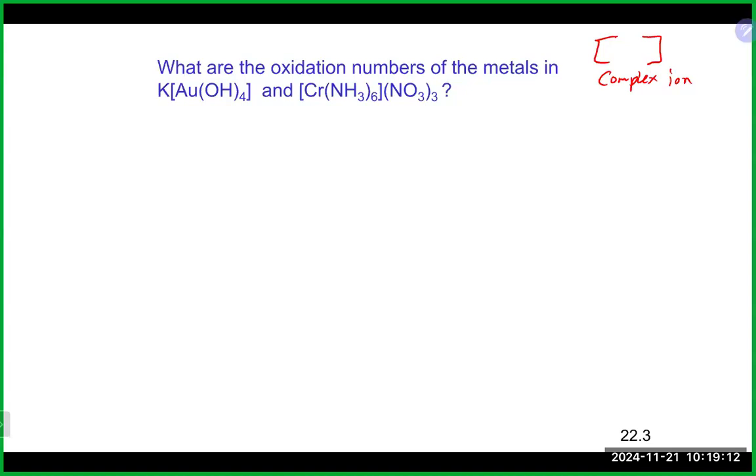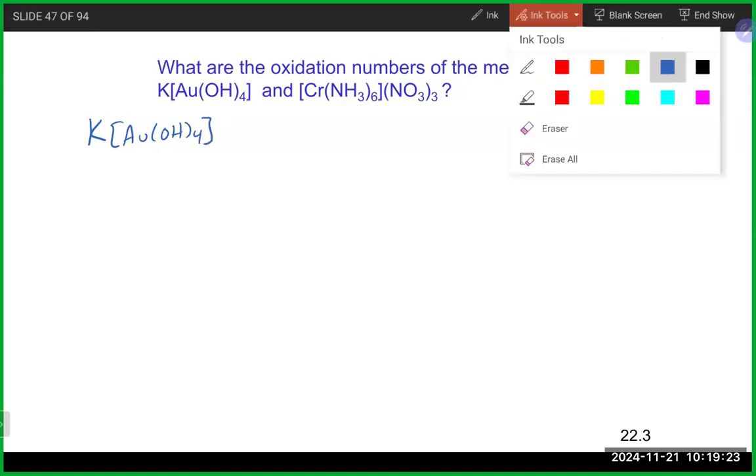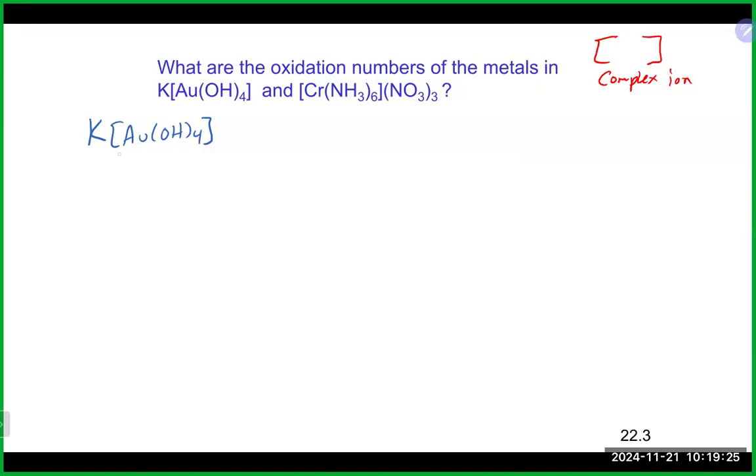Okay, so let's take a look at it. Starting here with the first one, which is this here. Once again, the one in bracket is typically our complex ion. By the way, that does mean that the guy in front is actually our counter ion in this case.